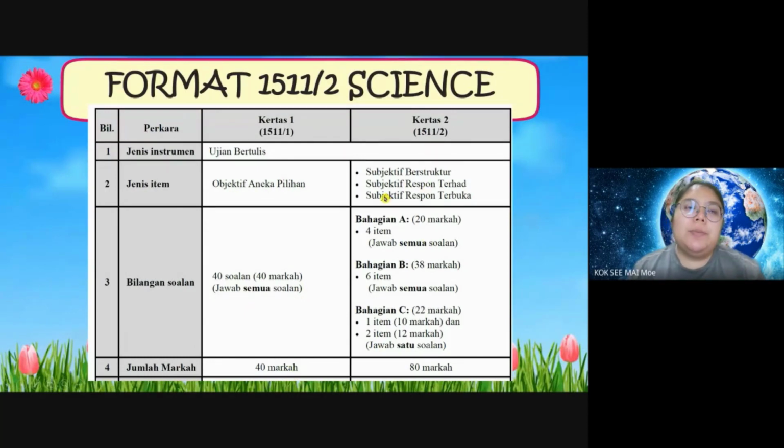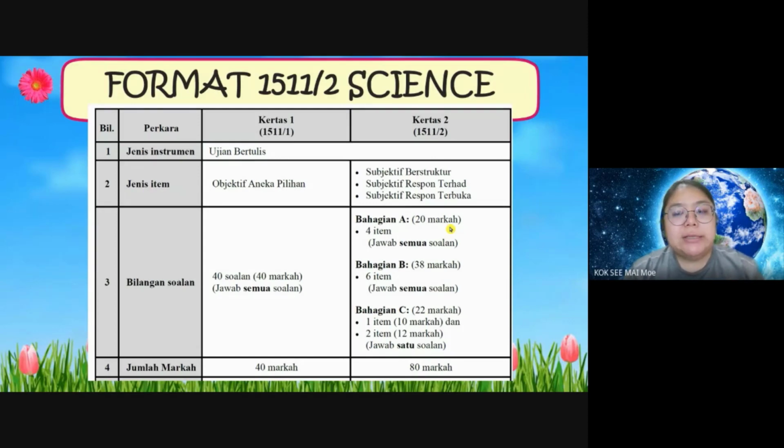Okay, how about paper 2? Paper 2, we got 3 sections: structured subjective, limited response subjective, and open response subjective. Now we're going to see what that is. For the first one, Section A, that one is 20 marks, only 4 items. The 4 items are normally about experiment questions. Maybe the experiment is done already. They just ask you, what is a manipulated variable? What is a responding variable? Maybe they give data. Then from the data, they want you to find something, or the graph is not complete and they want you to complete it. That is the 4 items for Section A.